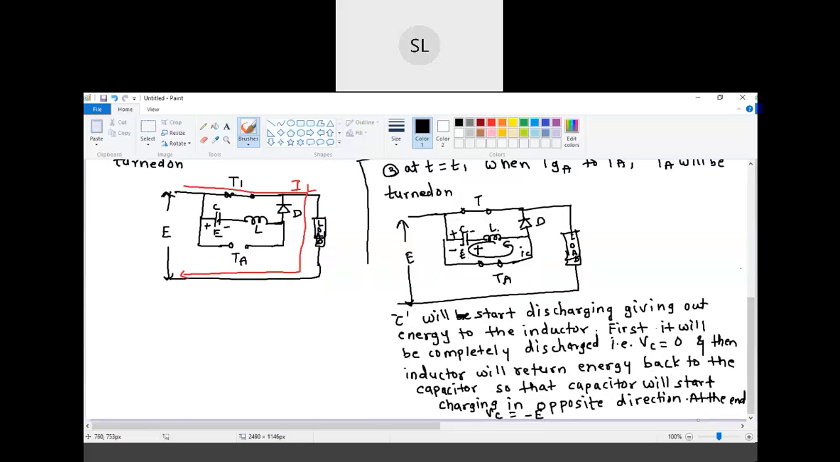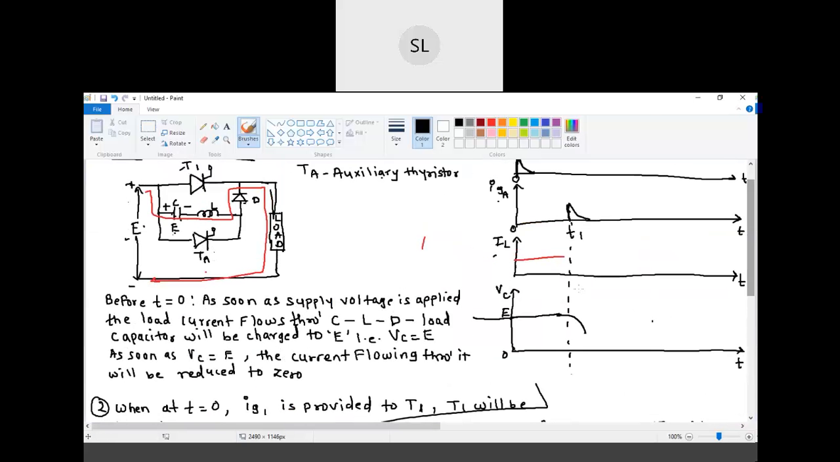Why? Because the polarity of the voltage developed across this capacitor will be right plate positive and left plate negative. So here in the waveform, at the end, it will first be completely discharged. Okay, and then it will be charged in the opposite direction, like this, till it is completely charged to supply voltage E, but in the opposite direction. Okay. Are you getting this?